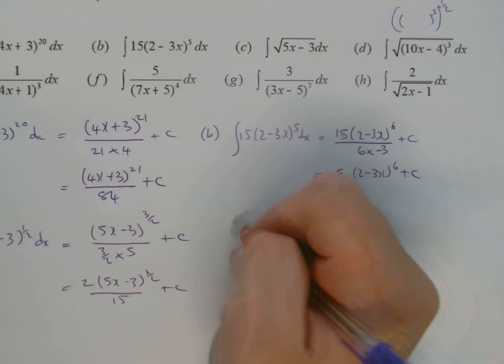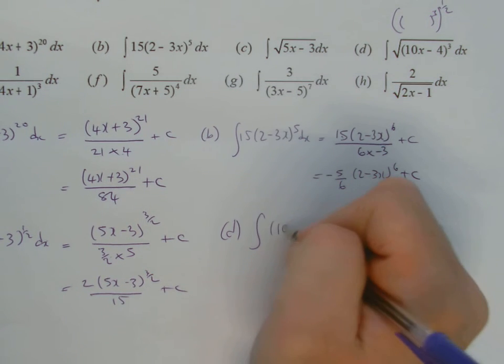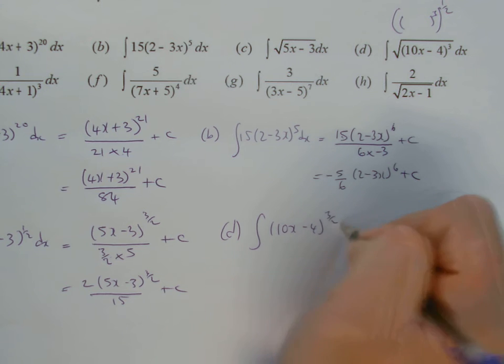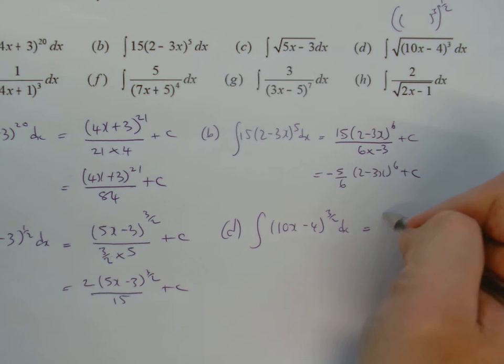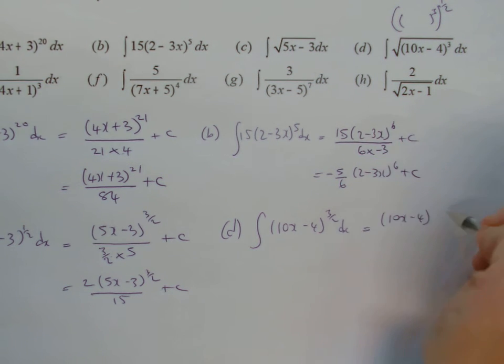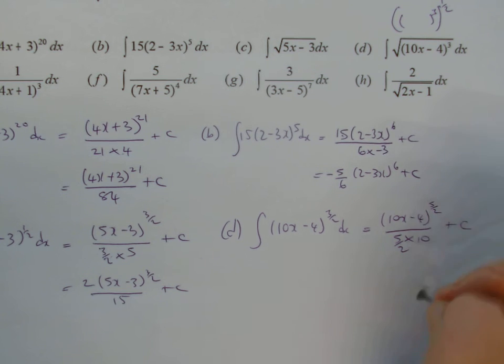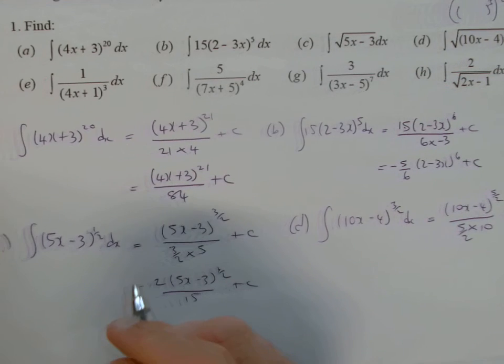So this can be rewritten as the integral of (10x - 4) to the power 3 over 2 dx, which would equal (10x - 4). Then when you integrate it, add 1 to it, so you get 5 over 2, divide by that power, 5 over 2, times then the derivative in there, which is 10. And then you're going to add on the constant, and you could simplify that and it would come out for you.